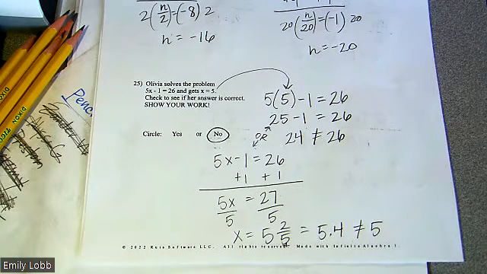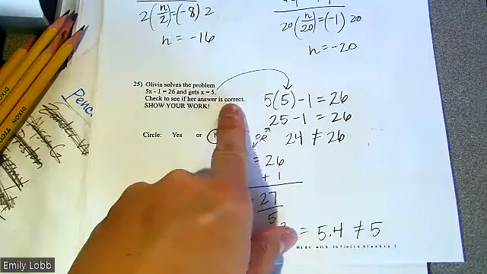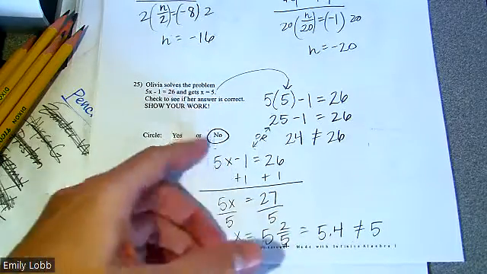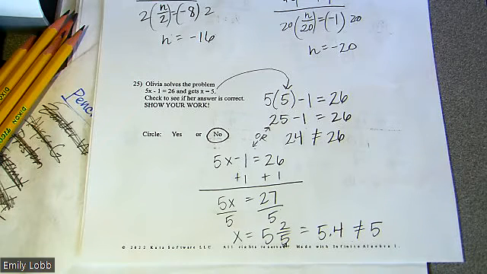Do you see how they just want you to either check her answer by putting it back into the equation or show what it would be equal to? Either one of those ways will show that she is not correct.